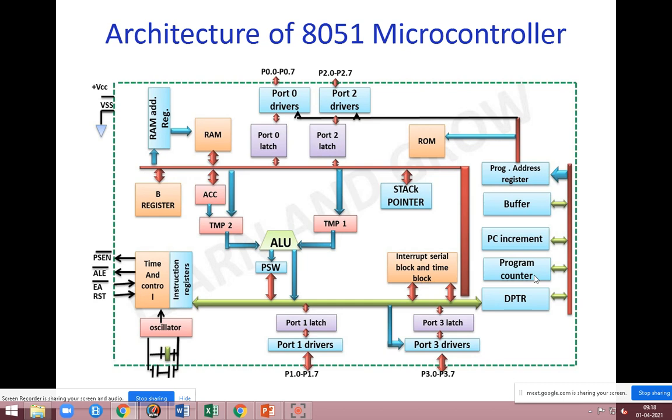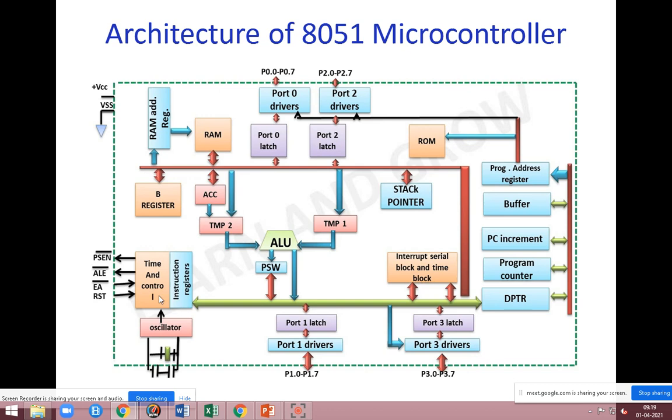And then the program counter. The program counter is a 16-bit address holder which will hold the current address of the program. Then DPTR, data pointer. DPTR stands for data pointer. And then here the oscillator. The oscillator will generate the clock signal, which makes every unit work simultaneously by providing the clock signal. Here a crystal oscillator will be used. That is represented in the diagram.